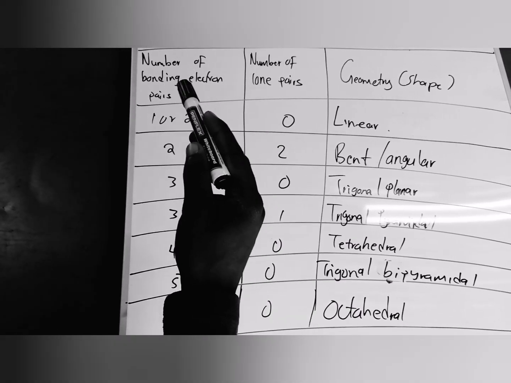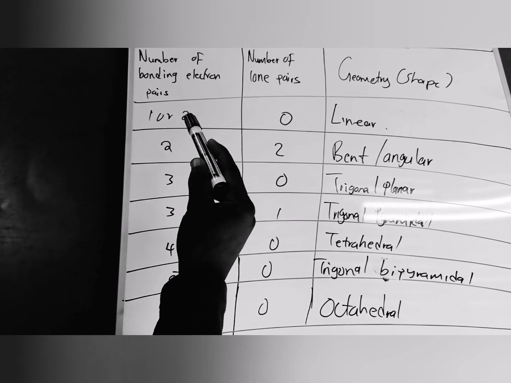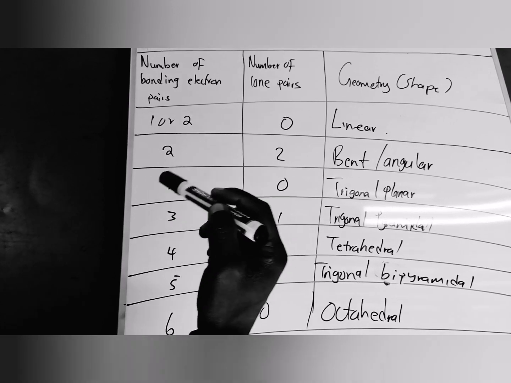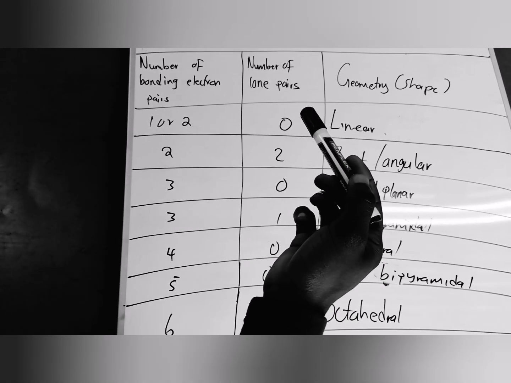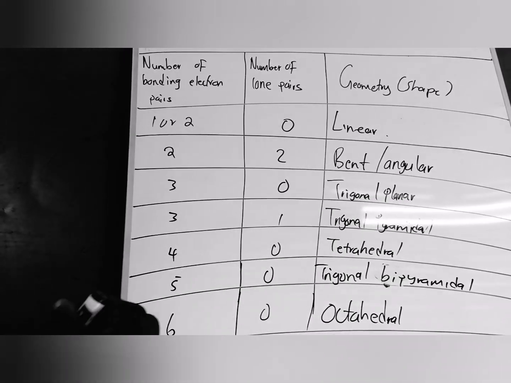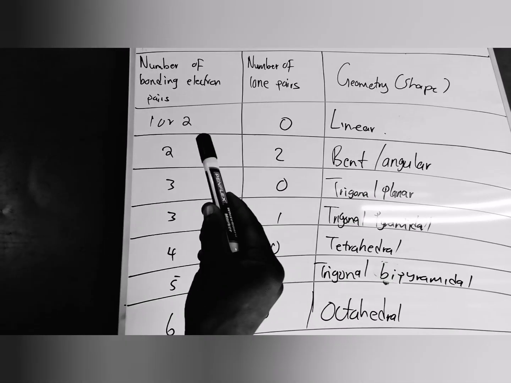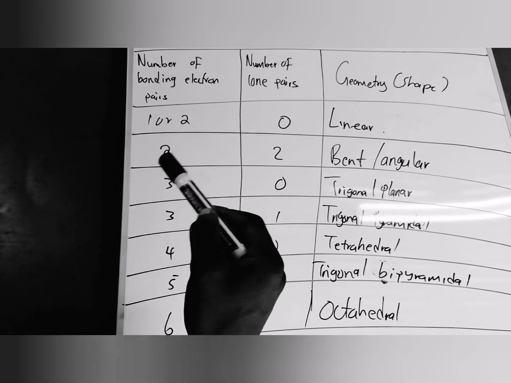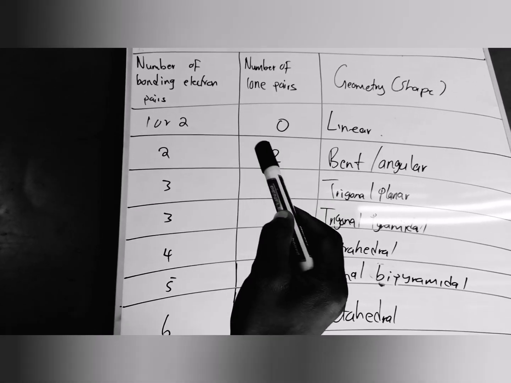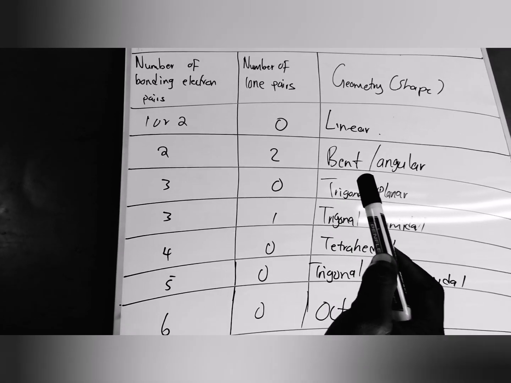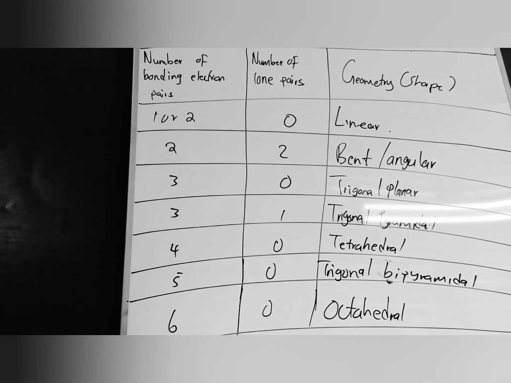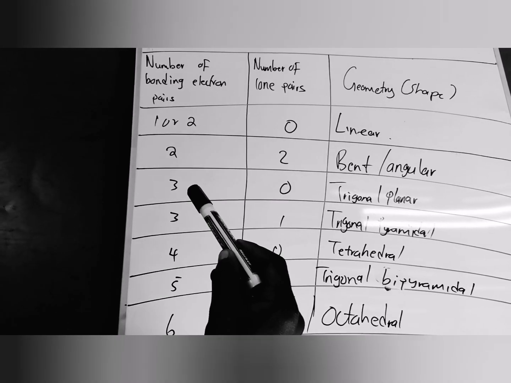Let me say the number of bonding pairs, you have 1 or 2. Then when you check the number of lone pairs, you get 0. It means that the shape of that molecule is linear. I hope we are together. Now, if you have 2 bonding pairs of electrons, then the number of lone pairs is 2. It means that the shape of that molecule is bent or angular.